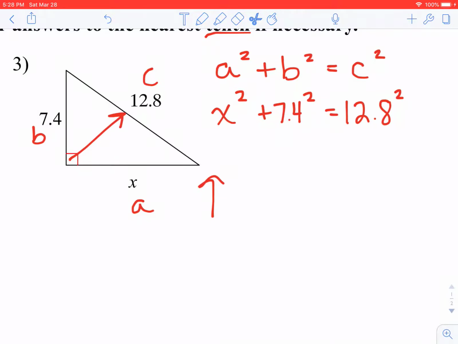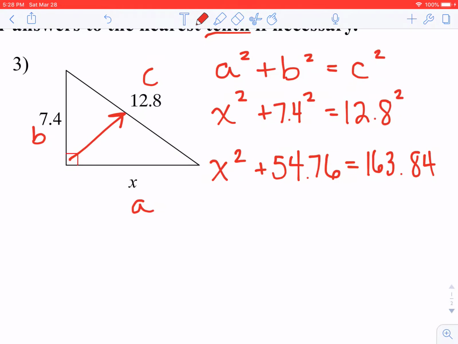So in my next line of work, the x squared is just going to come down for the ride. And utilizing my calculator, I'm going to evaluate what 7.4 squared is. So 7.4 squared should give us 54.76. So I'm going to say plus 54.76. Notice how my exponent's gone there. And I'm going to do the same thing for 12.8 squared. 12.8 squared should give us 163.84.